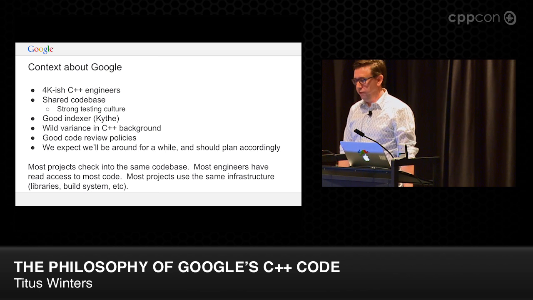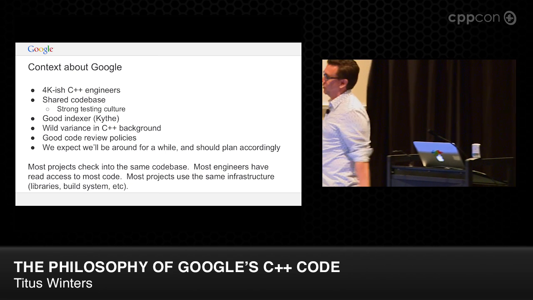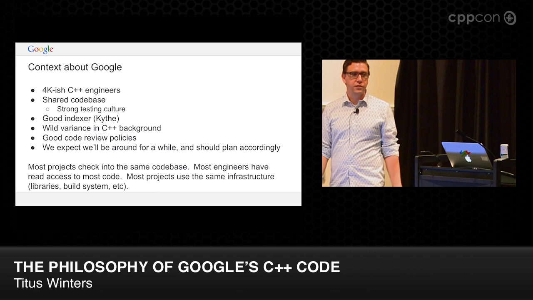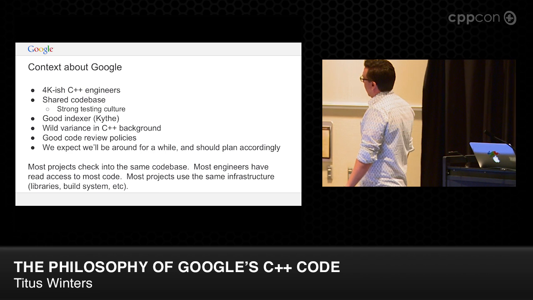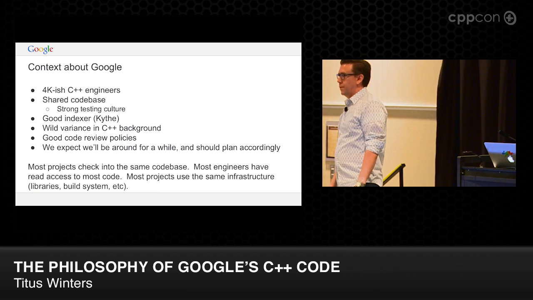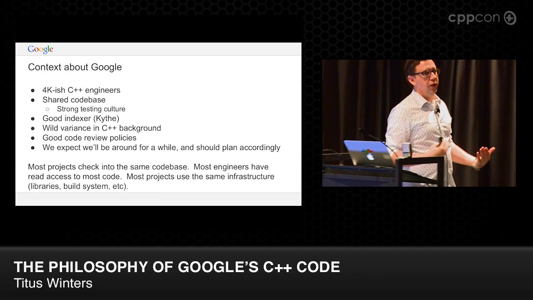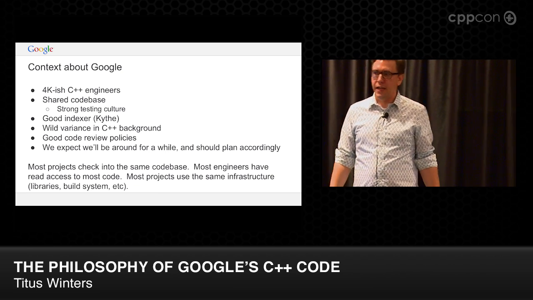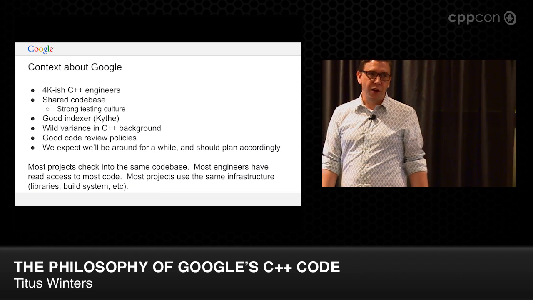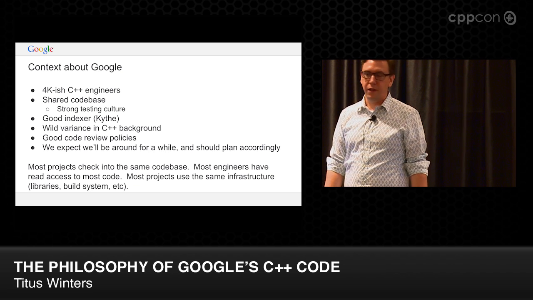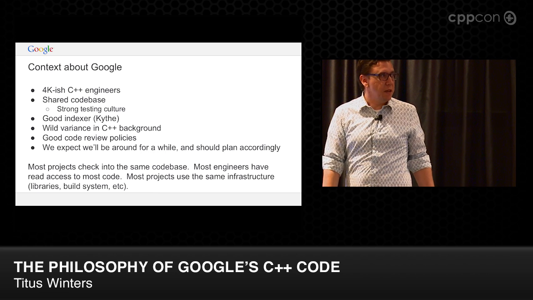Thankfully, we have very good code review policies. This does mitigate some of the variance in C++ background because it's going to take some expert understanding before anything gets checked in. And one of the things that I think is most important, we expect we'll be around for a while. It is hard for me to envision scenarios where we are not largely working in this code base 10 years from now. I kind of don't see Google tanking completely in less than that amount of time. And I kind of don't see Go killing C++ off in less than that amount of time, at least not for our usage. If it happens, that'll be interesting, but I'd be surprised.